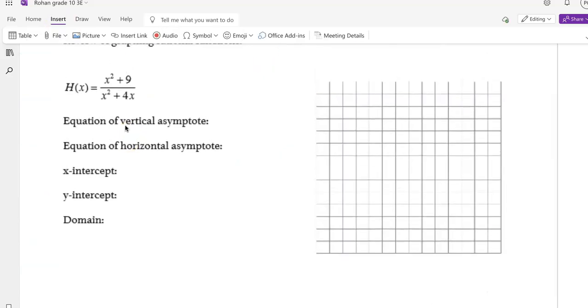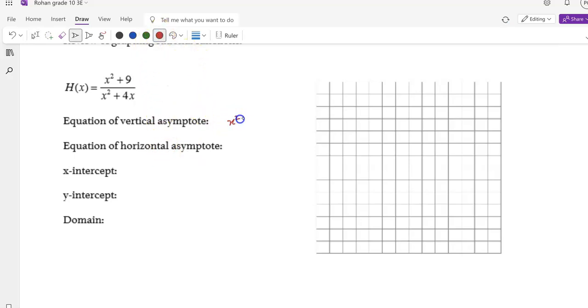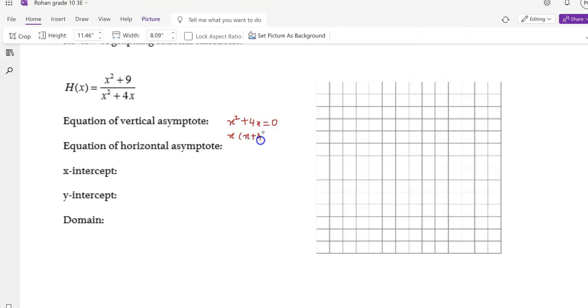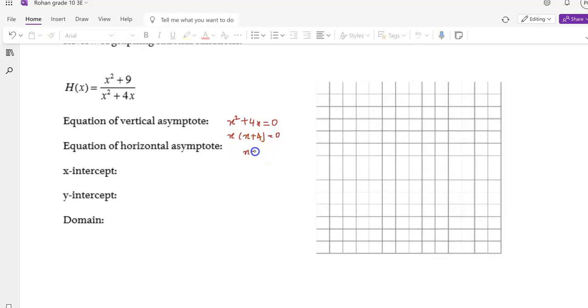Equation of the vertical asymptote. So vertical is 1 divided by 1. Oh wait, no. For vertical, you take the denominator equal to 0. Oh, sorry. Why do you keep on forgetting? X squared plus 4x is equal to 0. Correct. X is equal to 0 or x is equal to minus 4. And then horizontal is 1 upon 1, so horizontal is y is equal to 1.